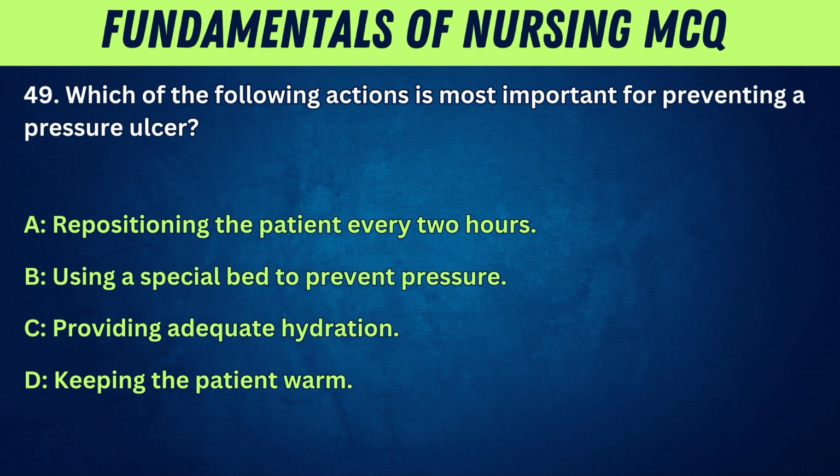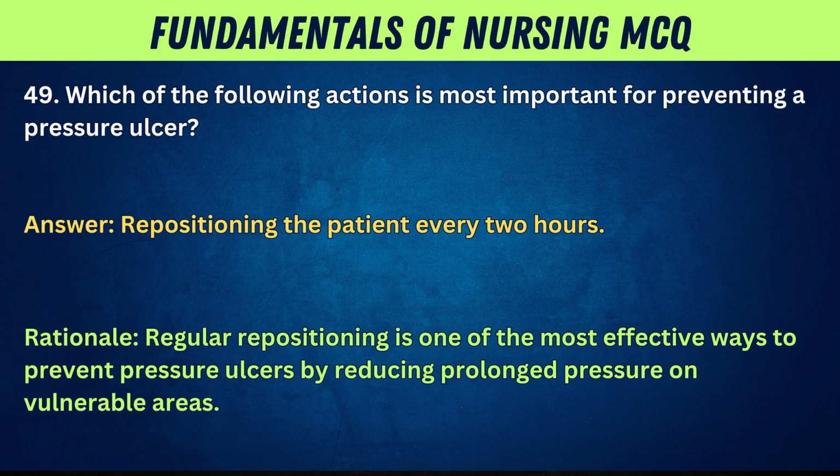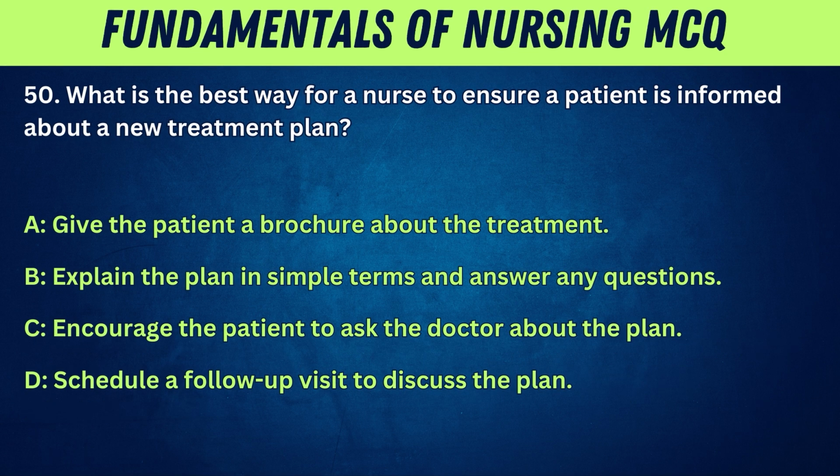49. Which of the following actions is most important for preventing a pressure ulcer? A. Repositioning the patient every 2 hours. B. Using a special bed to prevent pressure. C. Providing adequate hydration. D. Keeping the patient warm. Answer. Repositioning the patient every 2 hours. Rationale. Regular repositioning is one of the most effective ways to prevent pressure ulcers by reducing prolonged pressure on vulnerable areas.